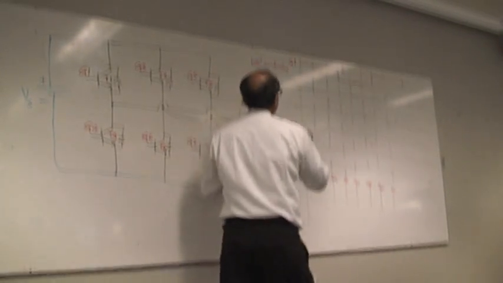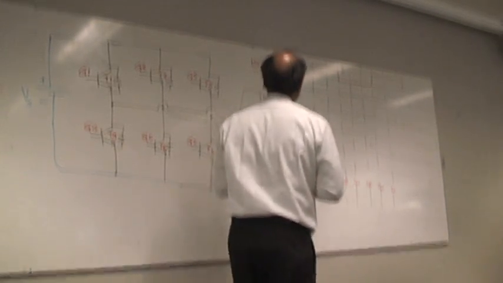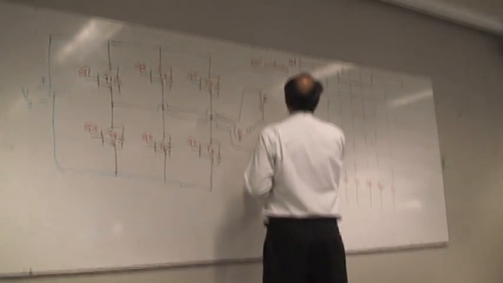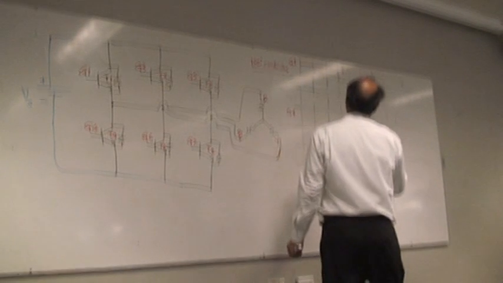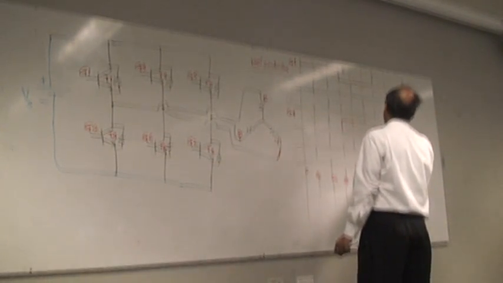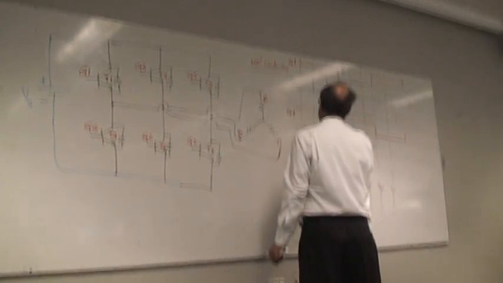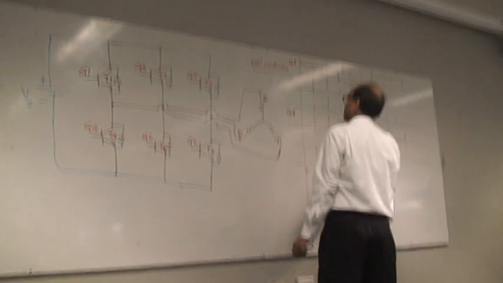So that's my G3. Then G4. So G4, can you tell me what is the relationship between G1 and G4? They cannot be on together.